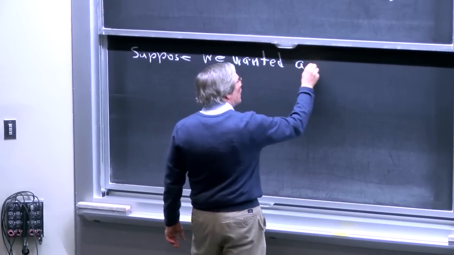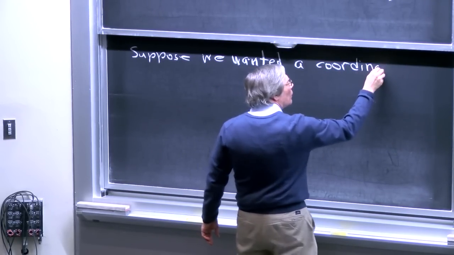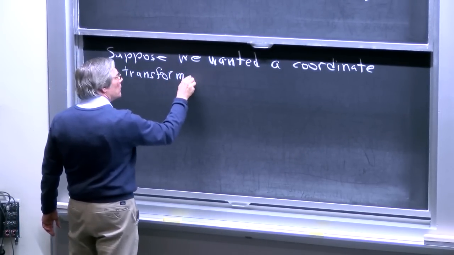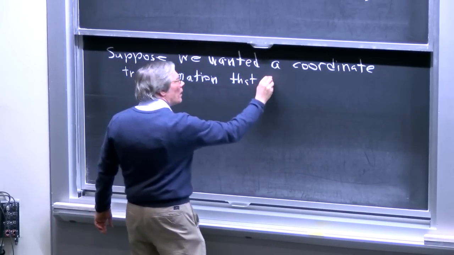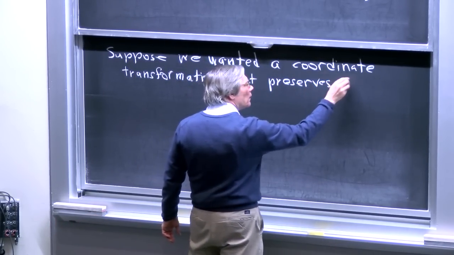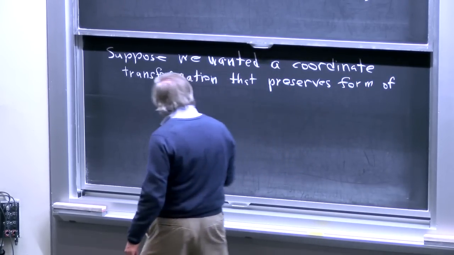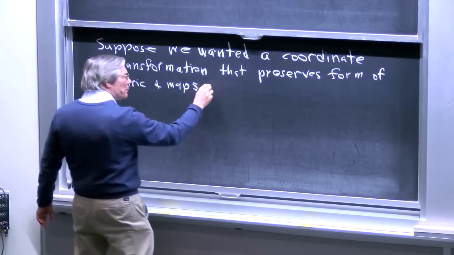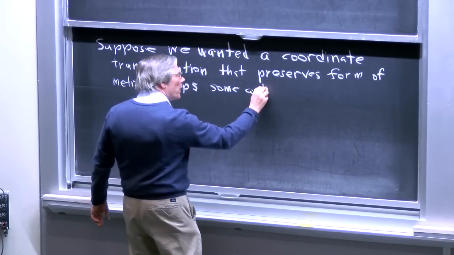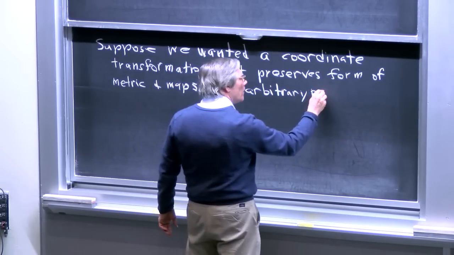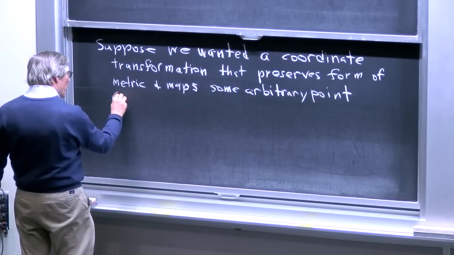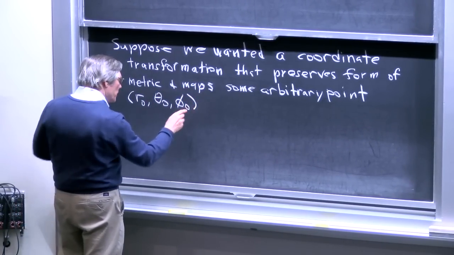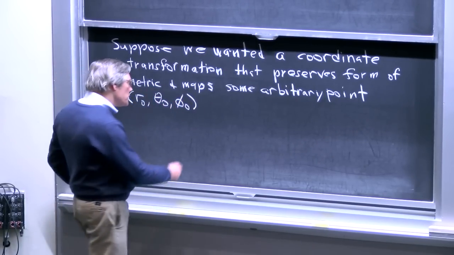So suppose we wanted a coordinate transformation that preserves the form of the metric, then maps some arbitrary point, and I'll give the coordinates of this arbitrary point a name. We'll call it r naught, theta naught, and phi naught. These are coordinates of a point. So we want to map this arbitrary point to the origin.